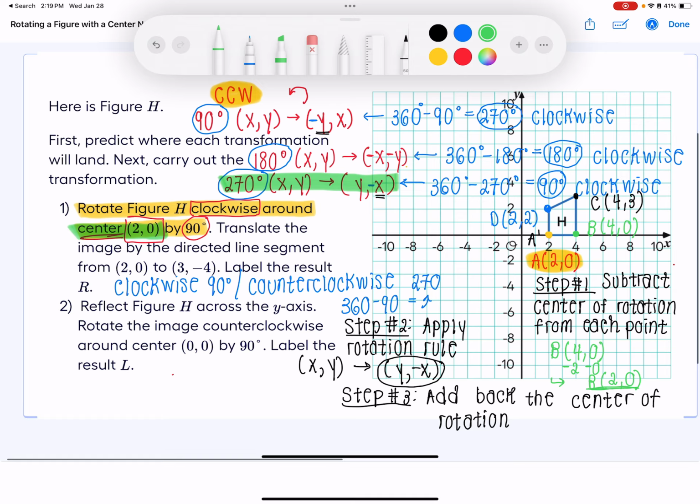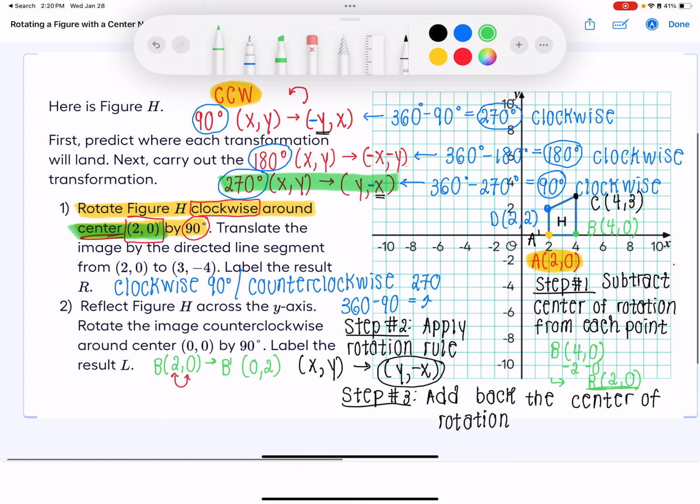All right, so we're here right now. That's step 1. Step number 2 is apply the rotation rule. So now I have B as (2, 0), and I need to swap the X and the Y value first. So I end up getting B prime as (0, 2).